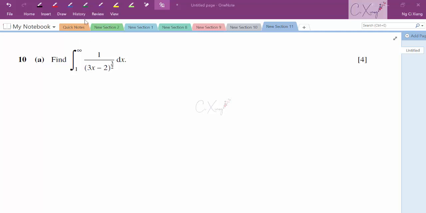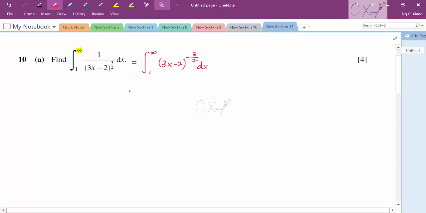Okay, so we are at the last question now, question number 10. They want us to find this integration. Generally, to find the integration here, there's an infinity sign, so we can consider this as an improper integral. Before we start, I want to make this fraction become a negative power. So I have 3x minus 2 power negative 3 over 2.